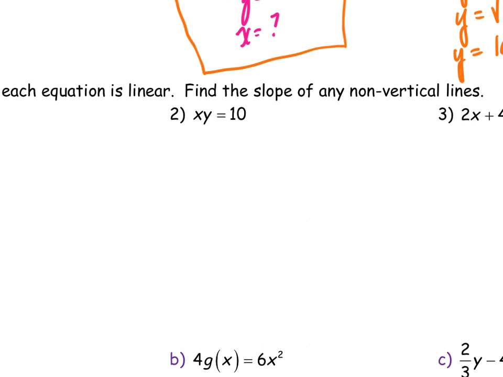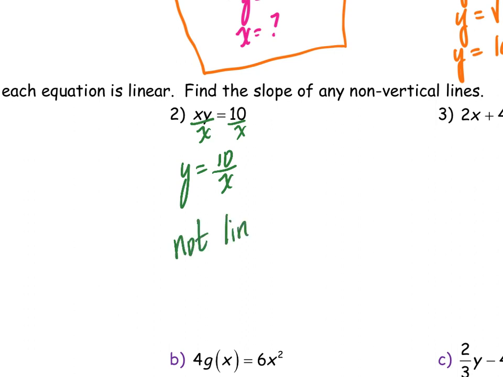So what am I going to do? This is x times y, right? So how do you undo times? Yep, we divide. I'm still going to divide. So I get y equals 10 divided by x. Oh, that's my example. I gave that example. So is this linear or not linear?